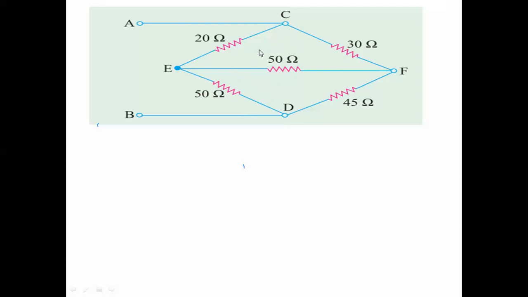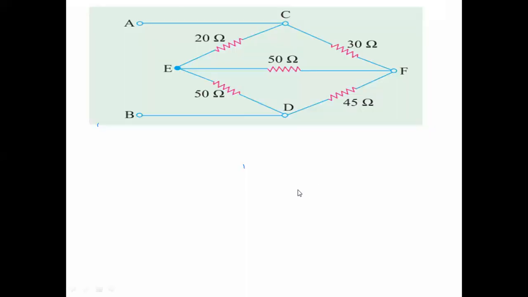I am giving this network as a homework problem. Please note down this one. Otherwise, I will put the recorded video in the link, so you can solve this one. Find the resistance across A and B. With this, I am stopping the lecture today.